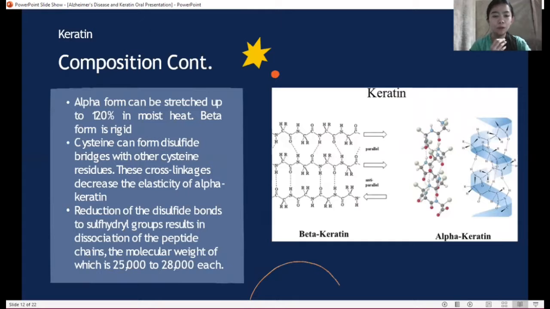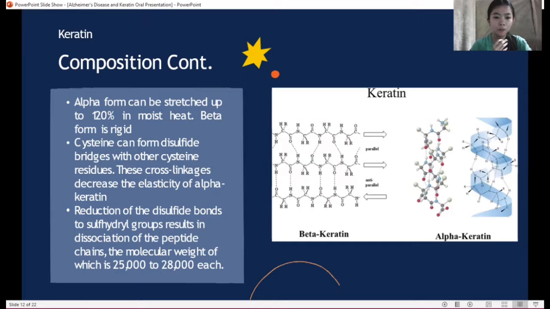The alpha form of keratin can be stretched up to 120% in moist heat. Beta form is rigid. This concludes that alpha form is softer than beta form. Cysteine can form disulfide bridges with other cysteine residues. These cross-linkages decrease the elasticity of alpha keratin. That means that if disulfide bonds are established with cysteine residues, the alpha keratin won't be as flexible as before.